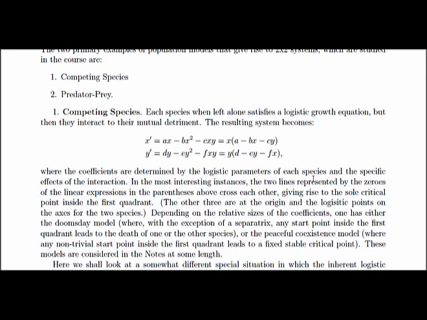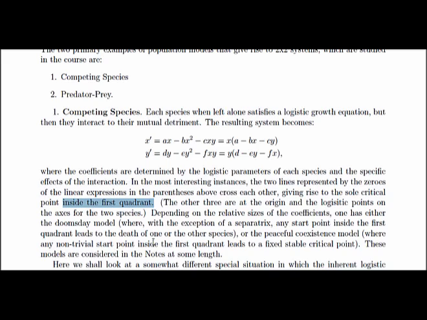Now, in the most interesting instances, the 2 lines represented by the zeros of the linear expression in the parentheses on the right. So this here, the set of points x, y, where a equals bx plus cy, is a line in the first quadrant with negative slope. Similarly with this one, and so the most interesting case is where those 2 lines intersect. At the point where they intersect, we get a critical point, the sole critical point, inside the first quadrant.